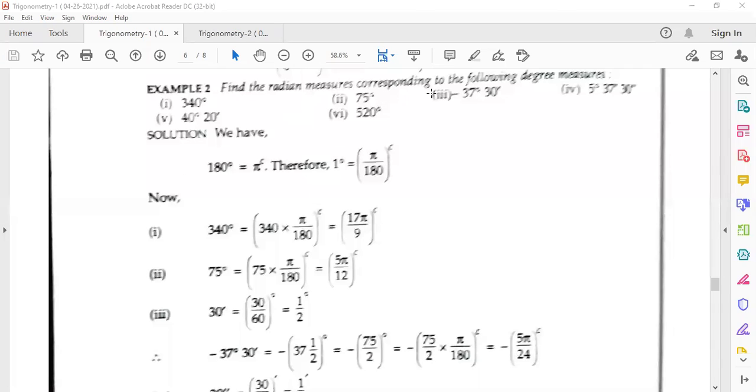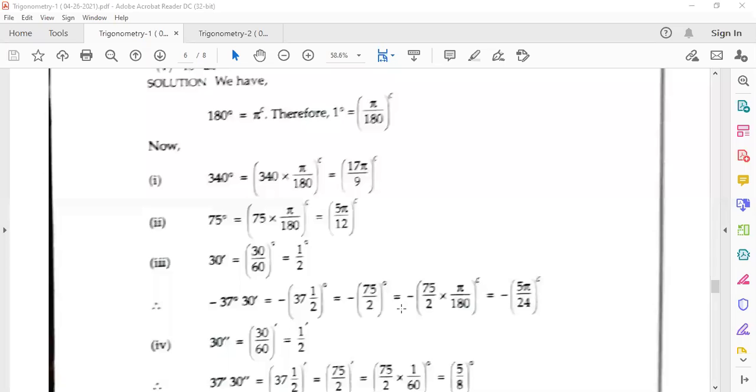Look at here. Find the radian measures corresponding to the following degree measurements. 340 degree. We have to make this degree into radian. So 340 degree means 340 into pi by 180. Then it is coming 17 pi by 9 radian. Is this not understood? Then tell me where you are not getting.